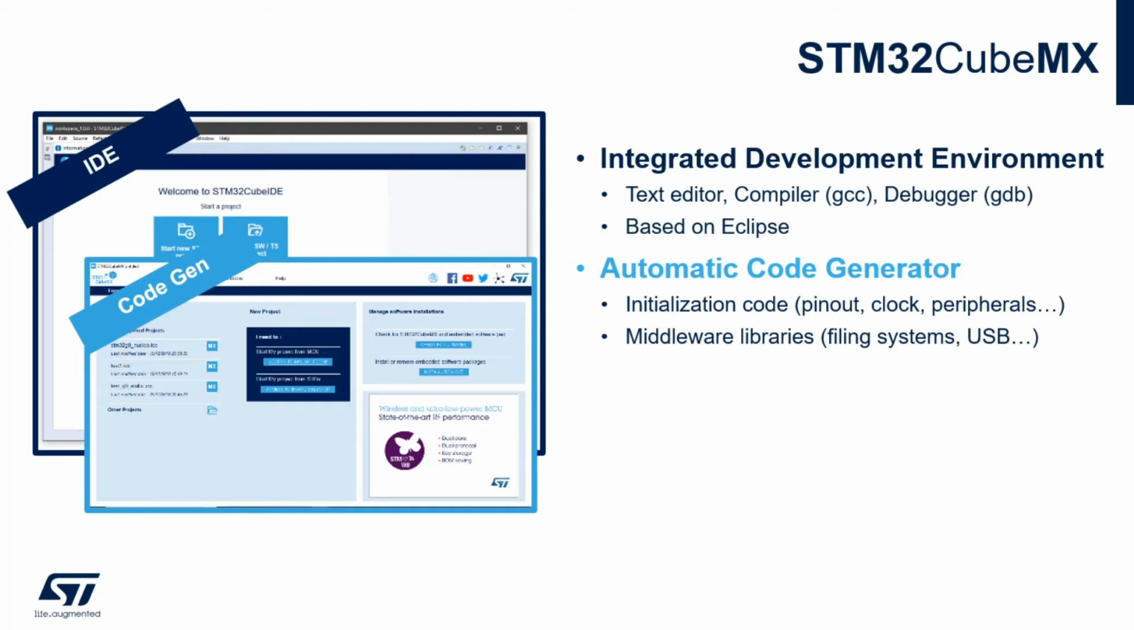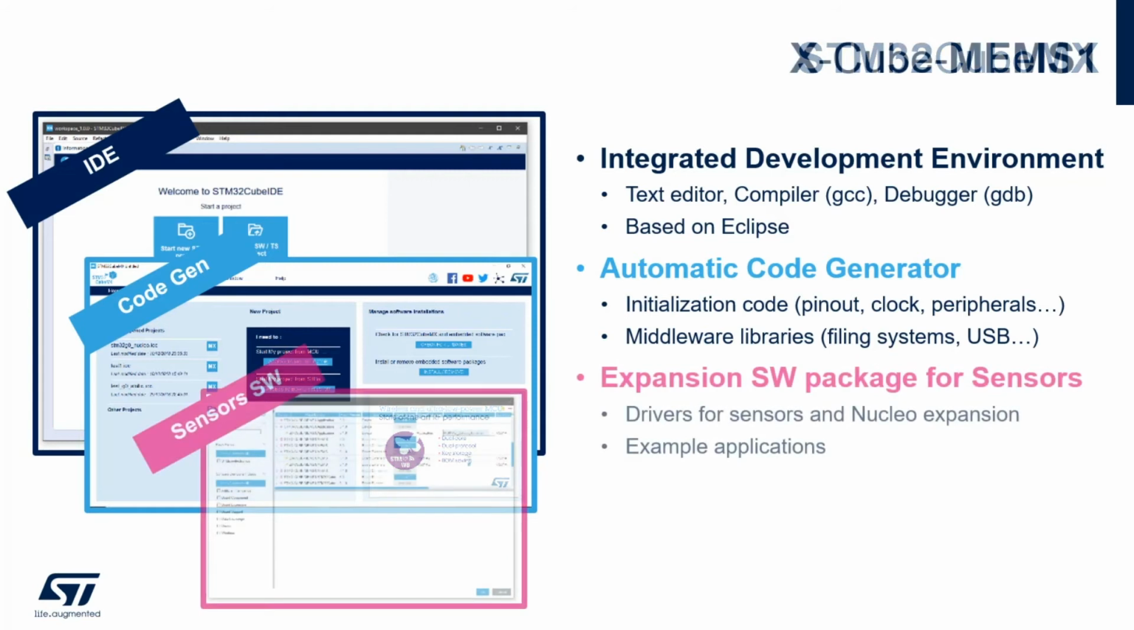It is typically used to generate the code to initialize and configure general-purpose input-output pins, the clock tree, and all the peripherals available on the microcontroller. STM32CubeMX can also handle the inclusion of middleware libraries, as an example, the filing system library or the USB device libraries. It is worth mentioning that STM32CubeMX can also be installed standalone, to generate projects for other integrated development environments. The standalone version will coexist with the version embedded in the IDE.